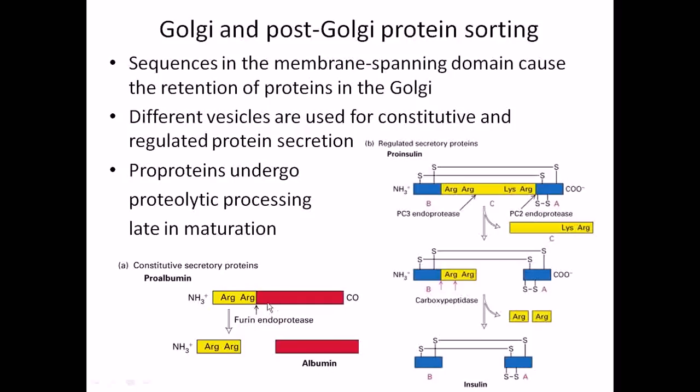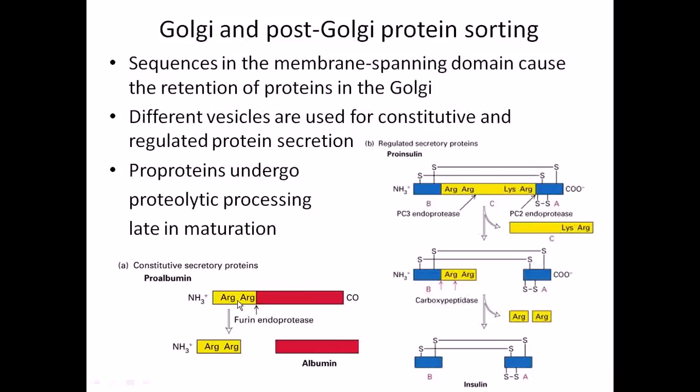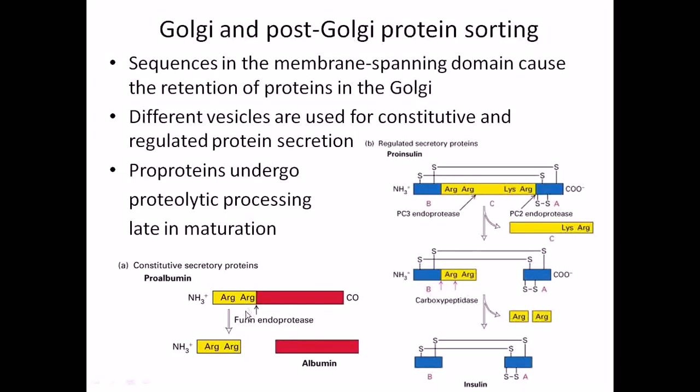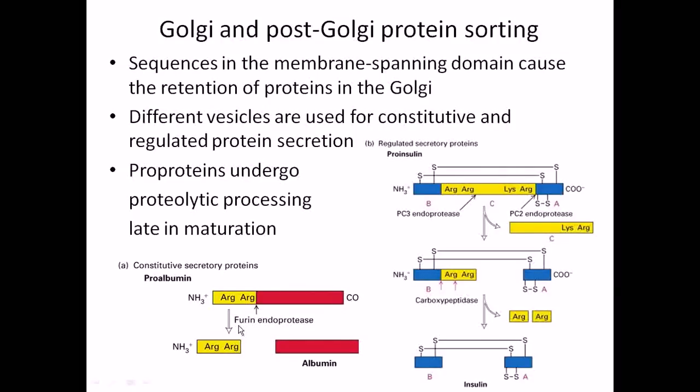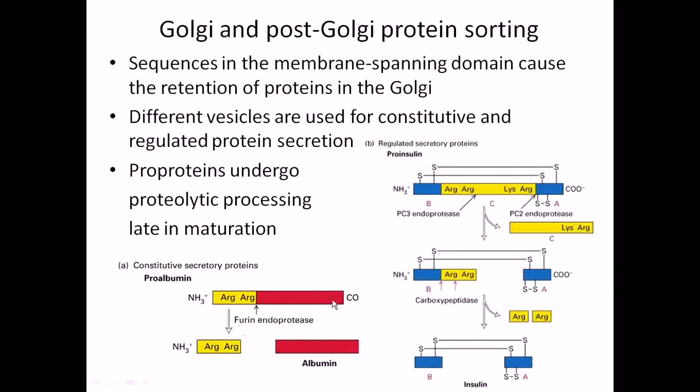Proalbumin is synthesized inside the ER and then transported from the ER into the Golgi apparatus. It contains 2 arginine residues at the N terminal end, so 2 arginines consecutively. This 2-arginine sequence prevents the rest of the molecule from being active. Once it is taken inside the Golgi apparatus, these 2 arginine residues are cleaved away by an endoprotease enzyme called furin endoprotease. Once they are cleaved, the rest of the parts are free.